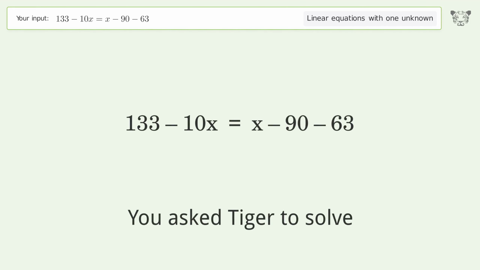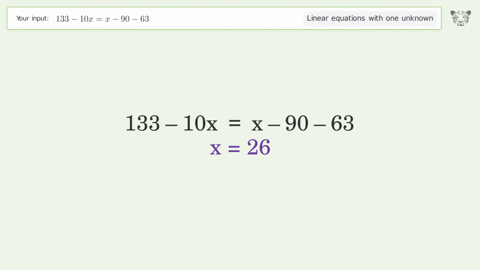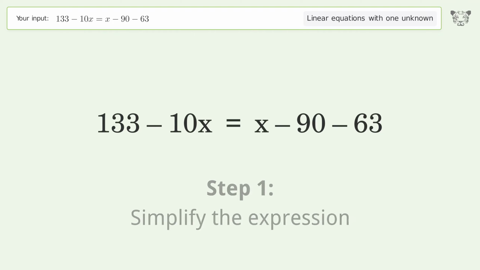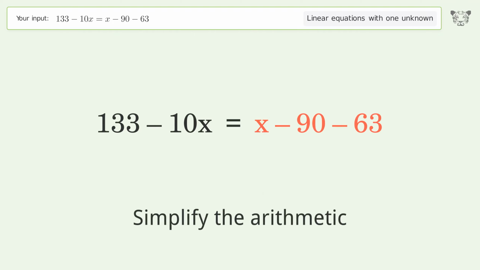You ask Tiger to solve. This deals with linear equations with one unknown. The final result is x equals 26. Let's solve it step by step. Simplify the expression. Simplify the arithmetic.